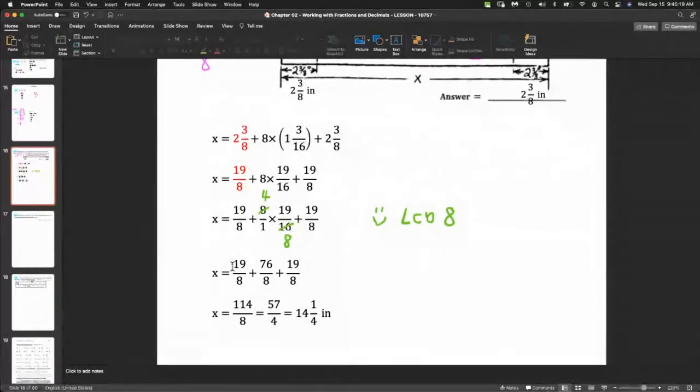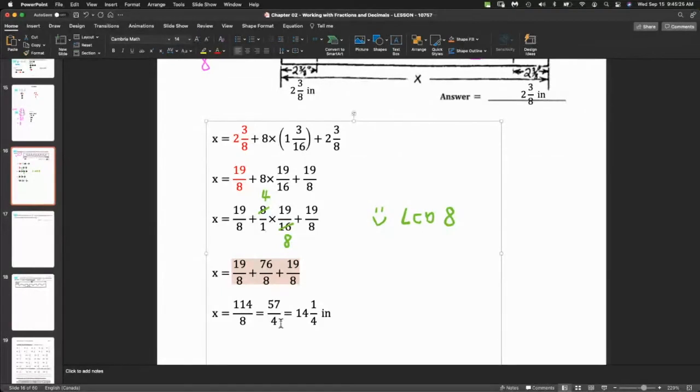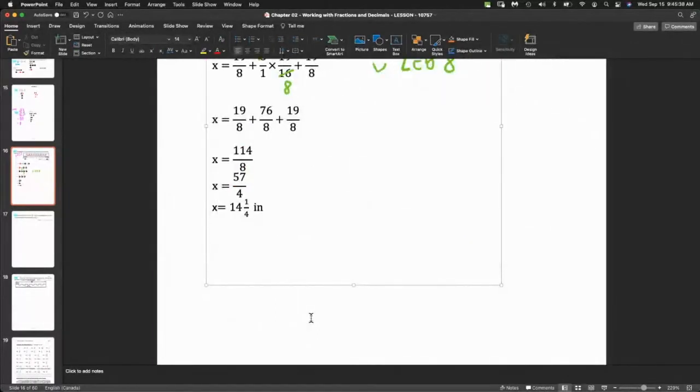I just added the numerators together because they have the common denominator. Because they have a common denominator, you just add the numerators together. And then I reduced it because I noticed here that they're both even numbers, so I reduced it. By 2, yes.